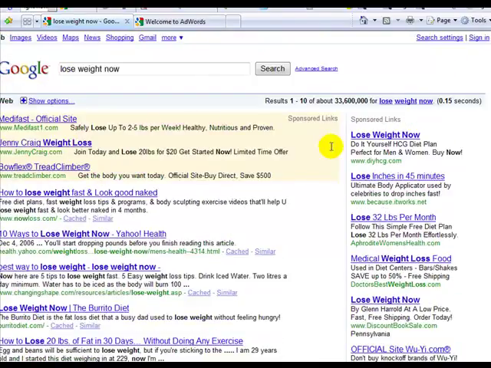So let's take a look at these ads. You can see Jenny Craig weight loss, which you've probably heard of before. "Lose weight now." Somebody wrote "lose inches in 45 minutes." That's pretty crazy. "32 pounds per month," that's also very crazy.